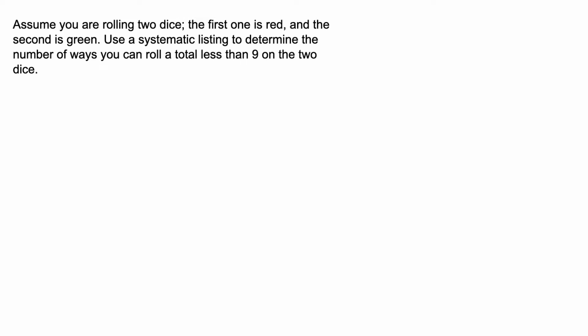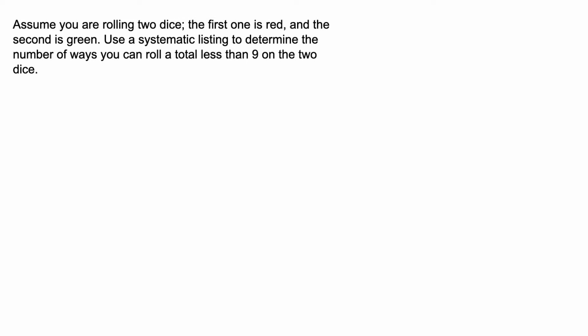2 dice. So here I'm going to use a systematic approach to list all the ways that I can roll 2 dice. Once I have all of those outcomes, I'm going to look at the outcomes and identify the number of ways that I can roll a total less than 9.